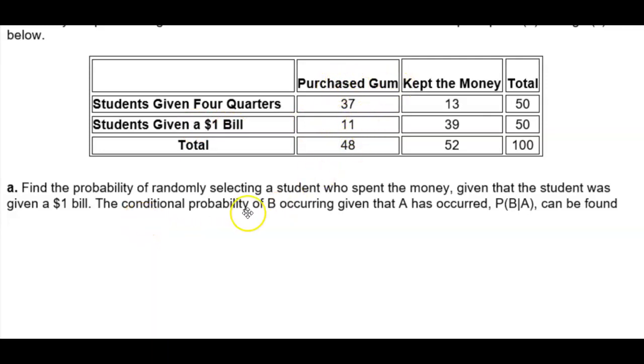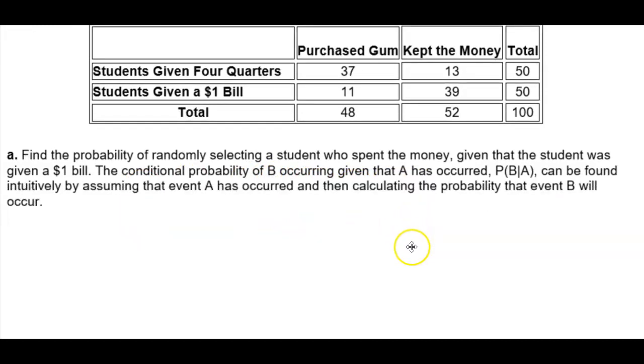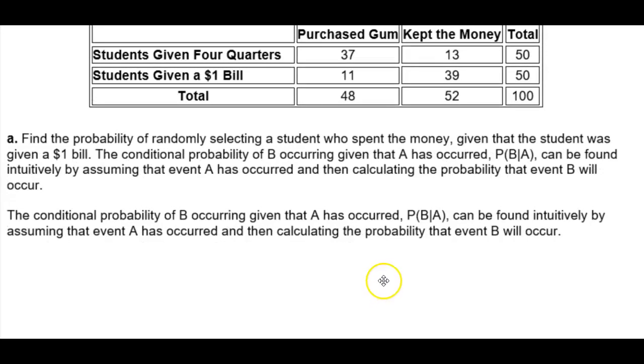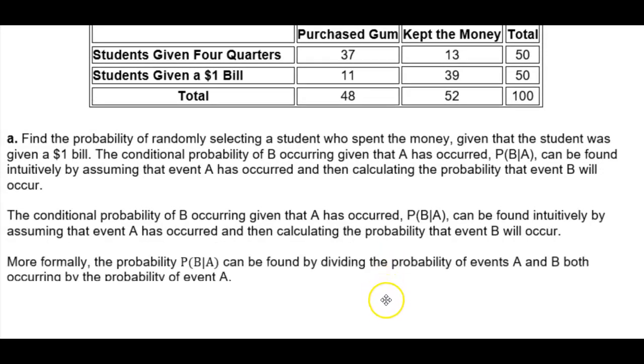Now, the conditional probability of B occurring, given that A has occurred, can be found intuitively by assuming that event A has occurred and then calculating the probability that event B will occur.